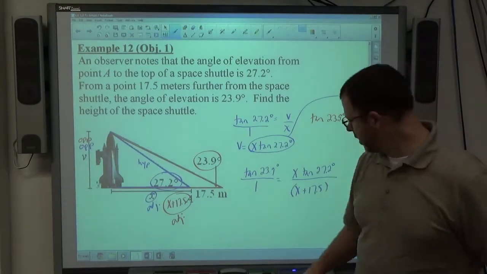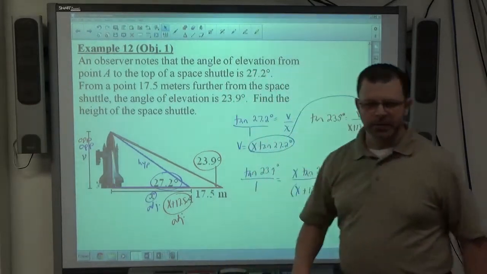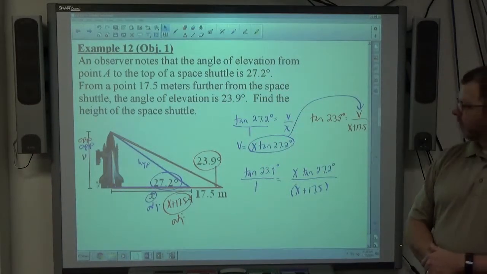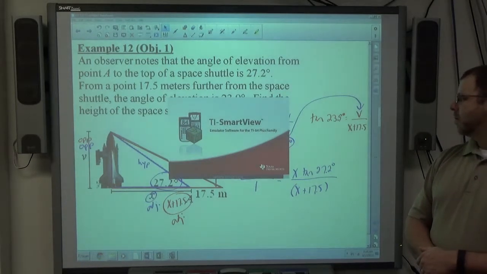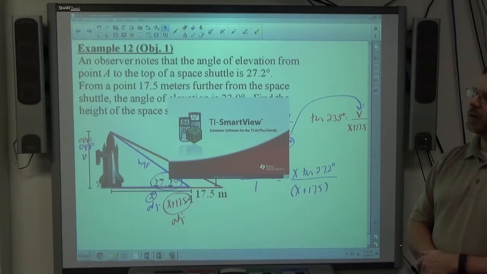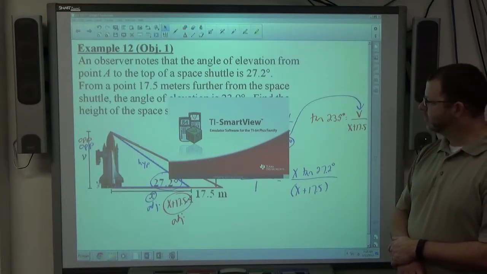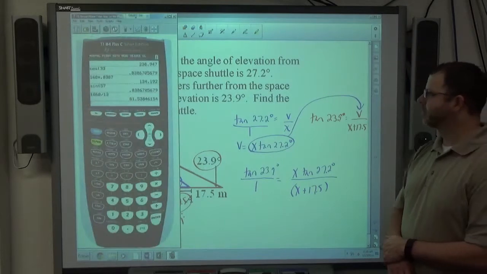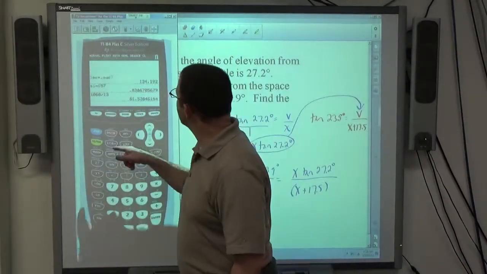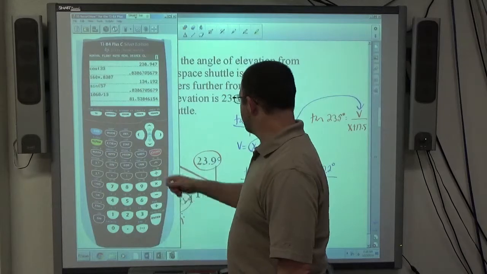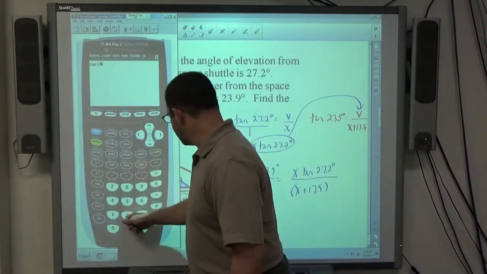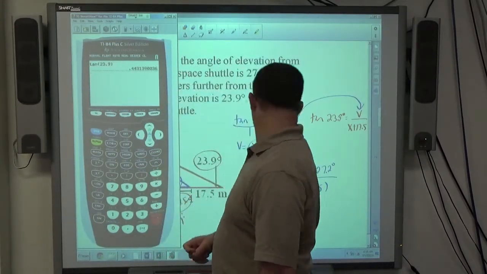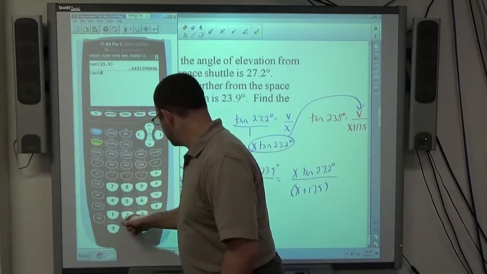My board calculator's not on, so we'll just do that. Wait a second while it opens. I always wonder why it takes so long to open this thing. Almost there. There we go. Perfect. Let me make sure I'm still in degrees. I am. I'm going to type in tangent 23.9 degrees and tangent 27.2 degrees.